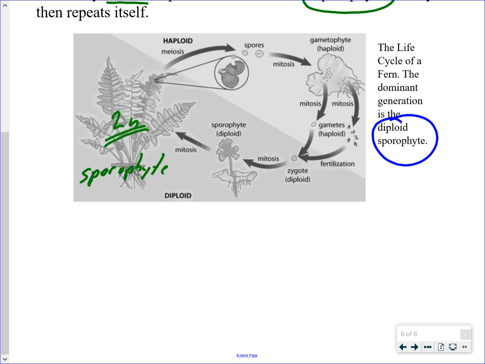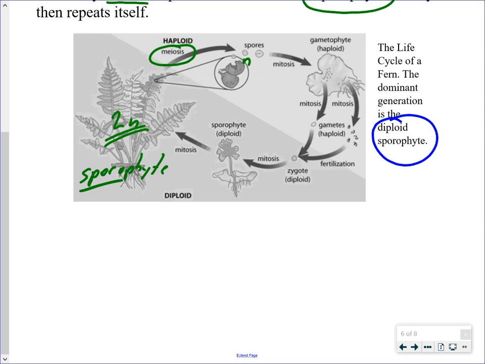What does a sporophyte do? Well, we just said that sporophytes produce spores. But spores aren't diploid. Spores are haploid. So how do we get from diploid to haploid? Well, we have to use the process of meiosis. Some of the cells in the sporophyte undergo meiosis, and they produce the spores.